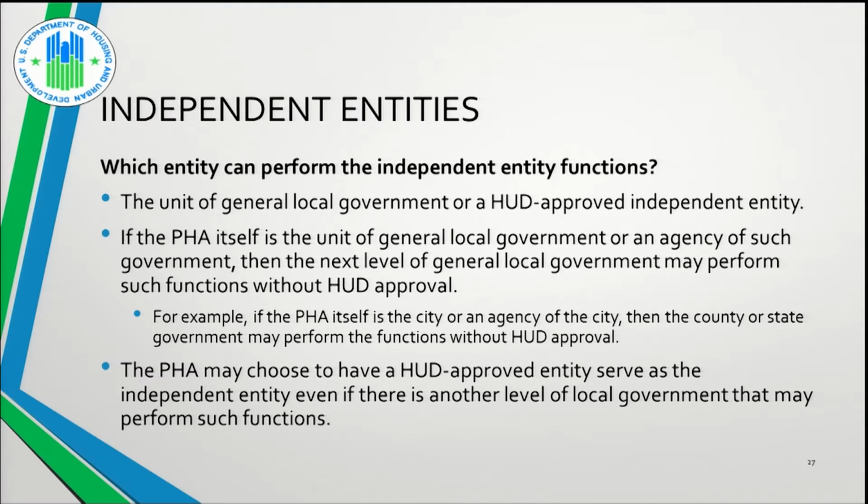So for example, if the PHA itself is the city or an agency of the city, then the county or the state government may perform the functions of an independent entity without the need of HUD approval. The PHA may choose to have a HUD-approved entity serve as the independent entity, even if there is another level of local government that may perform such functions without HUD approval. So that is up to the PHA.